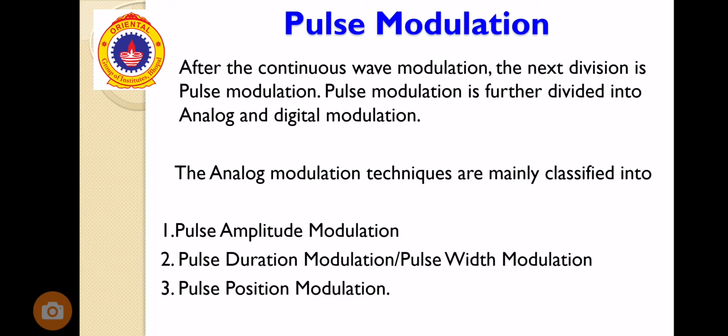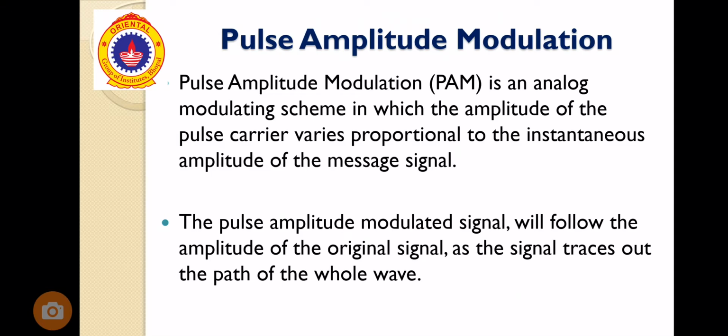The analog modulation techniques are mainly classified into pulse amplitude modulation, second is pulse duration modulation or pulse width modulation, and third is pulse position modulation. So first is pulse amplitude modulation. In pulse amplitude modulation, the amplitude of the pulse carrier wave varies in accordance with the amplitude of the message signal, whereas the width and the position of the pulse signal remain constant. The pulse amplitude modulated signal will follow the amplitude of the original signal as the signal traces out the path of the whole wave.